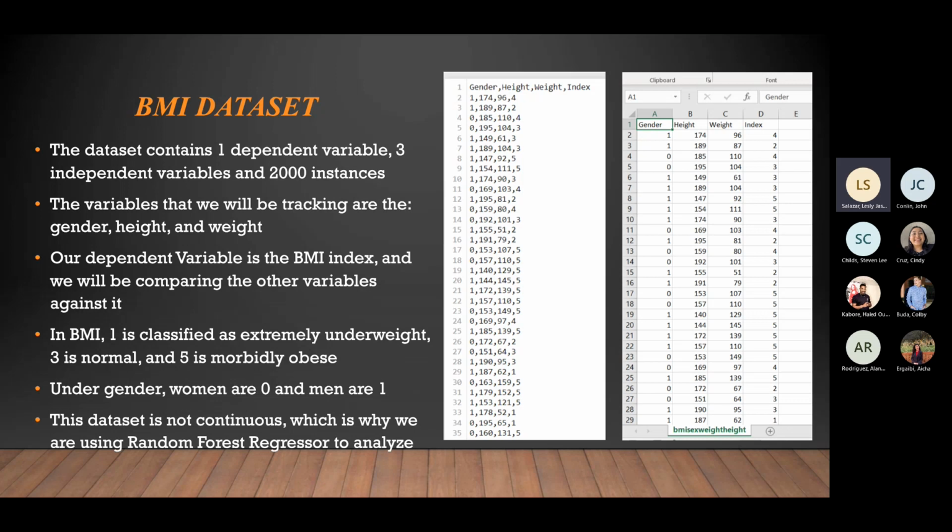And then the next one was the index itself, where 1 is classified as extremely underweight, 3 is normal, and 5 is morbidly obese. And so there was 1 dependent variable, 3 independent variables, and 2,000 instances.